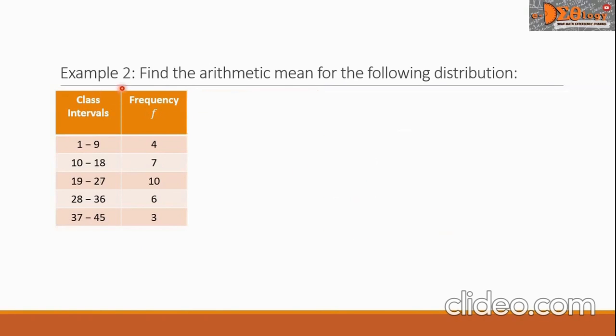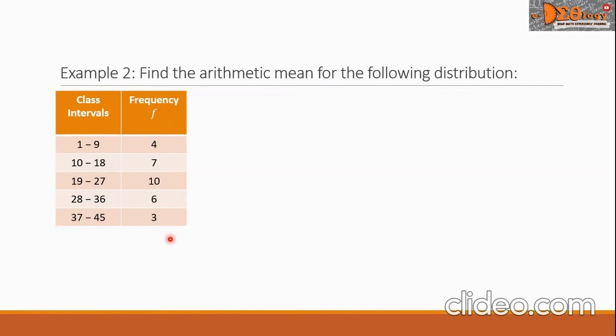Let us have example 2. Find the arithmetic mean for the following distribution. We have 5 class intervals here with their corresponding frequency. So let us solve for the mean.